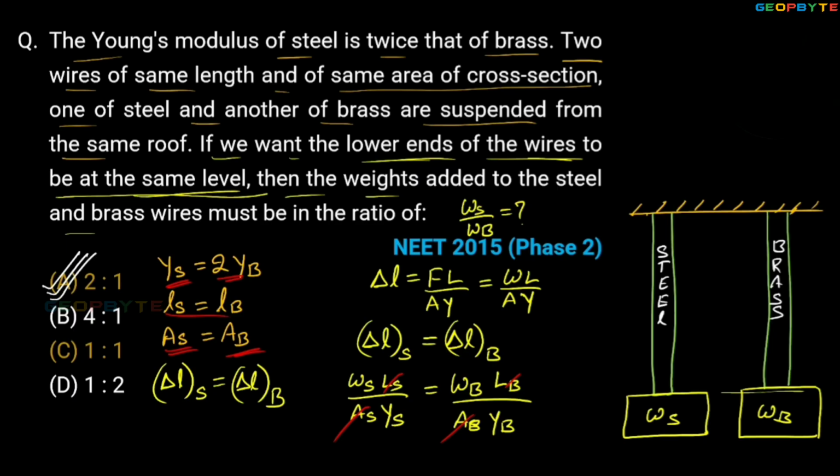Understood clearly? Very, very important problem. This is the 5-star problem. 5-star problem means this kind of problem can be repeated.